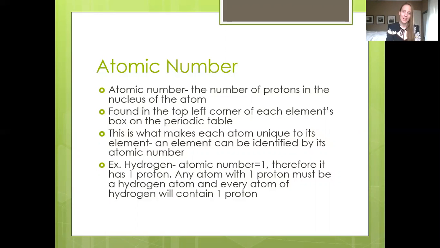So for example, hydrogen has an atomic number of 1. That tells us that it has 1 proton. If we were told that something has the atomic number of 13, you would be able to tell me that it has 13 protons and that it's aluminum.